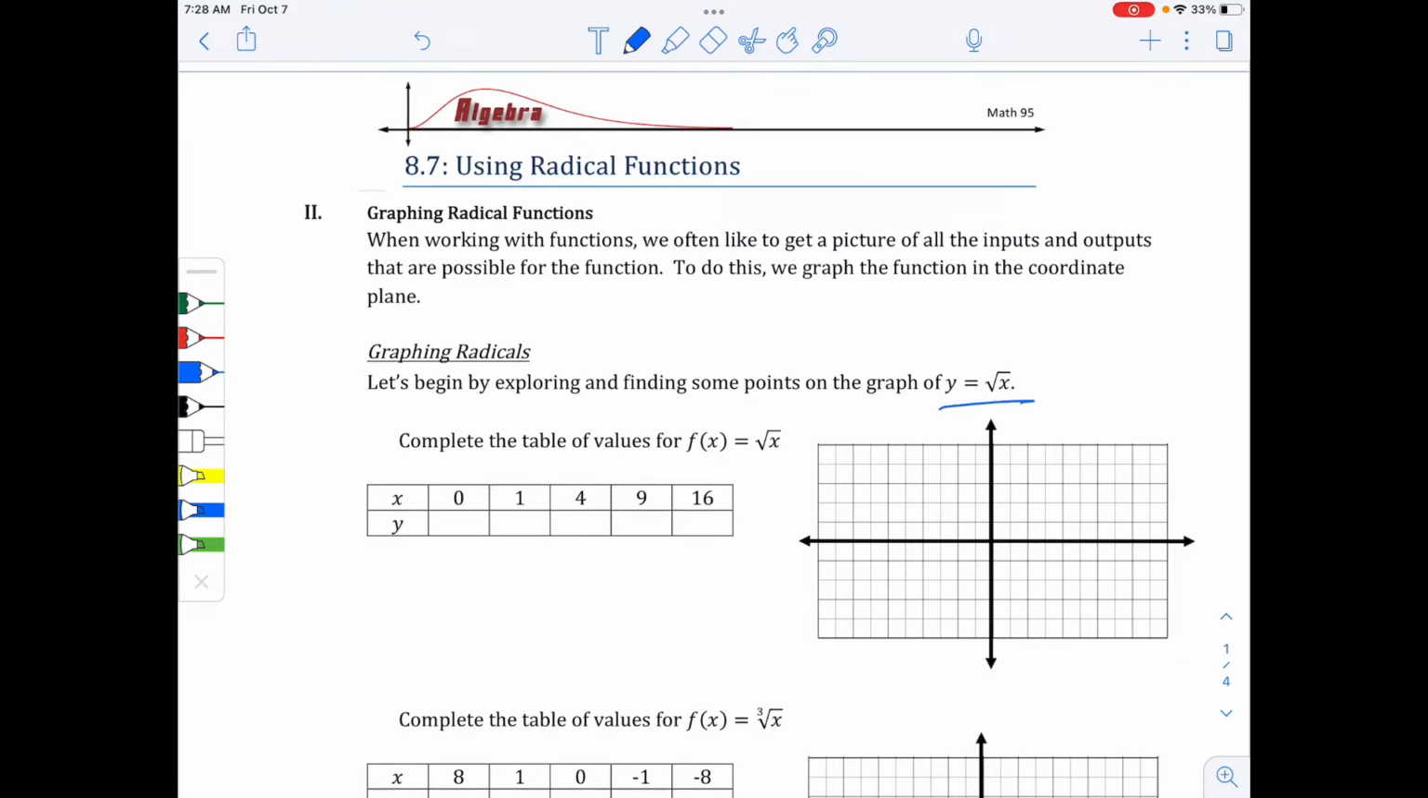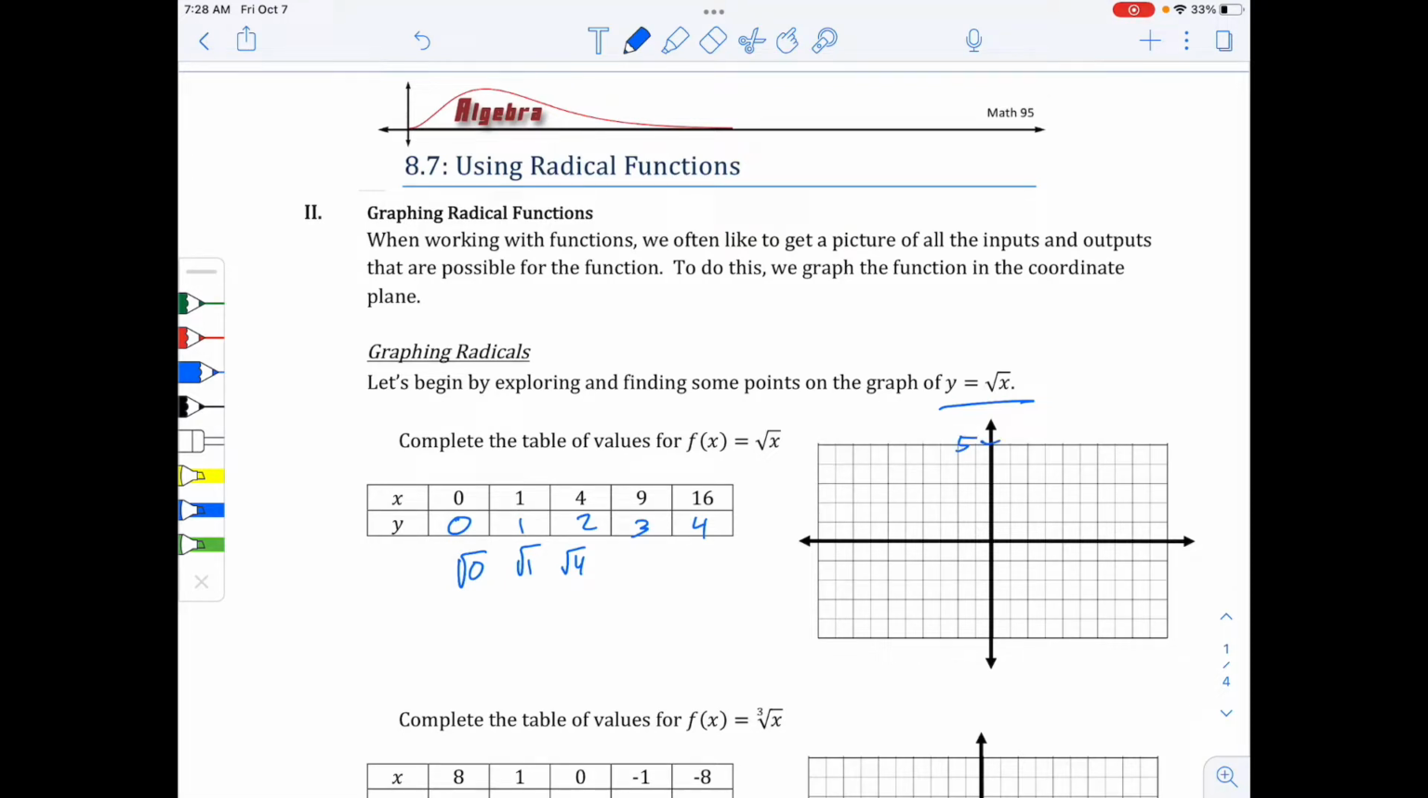And so we can just crank out some values. For example, when x is 0, y is 0, we have the square root of 0. When x is 1, the square root of 1 is 1. When x is 4, the square root of 4 is 2. And the square root of 9 is 3. The square root of 16 is 4. And we can go to our graph.